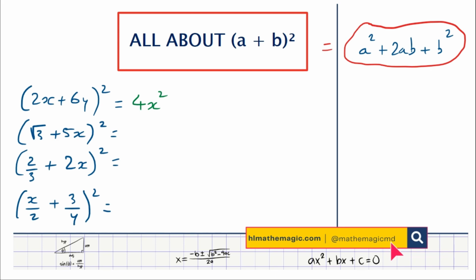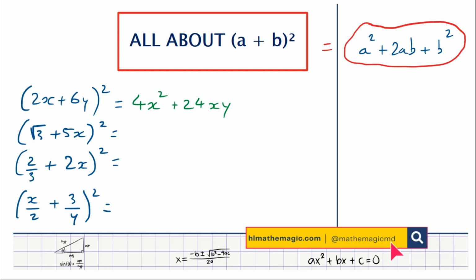Let's do 2 times 2 times 6, which is the numbers first. 2 times 2 is 4. 4 times 6 is 24, so I can say plus 24. And I'll think about the variables after this. I have an x and a y remaining, so I can say 24xy. Very good if you found that out.